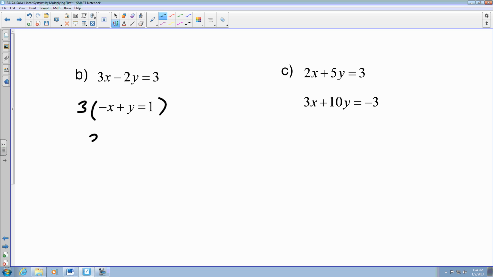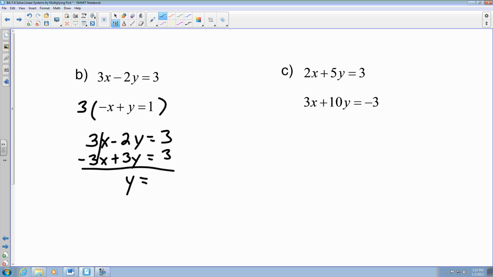So I have my top, so it's 3x minus 2y equals 3. If I were to distribute that, I have negative 3x plus 3y equals 3. And I'm going to eliminate my 3x. They're opposites, so I'm going to add them. So this becomes 0. Negative 2y plus 3y is just y, and that equals 6.